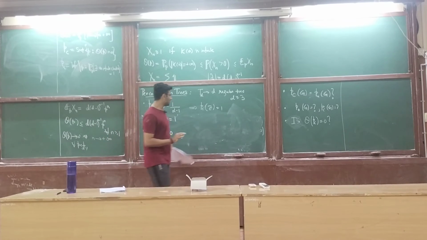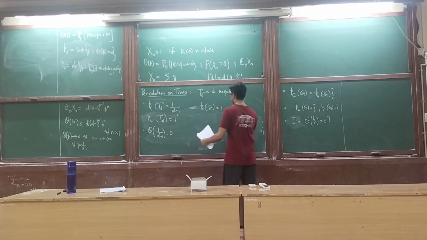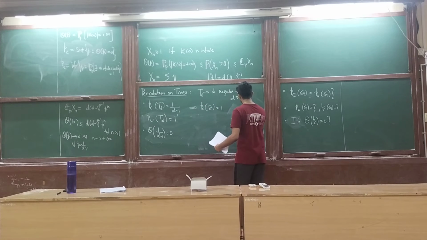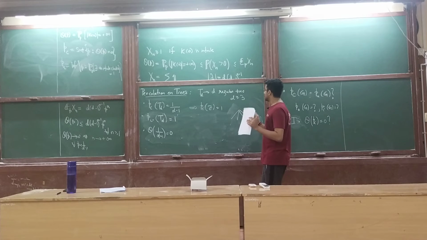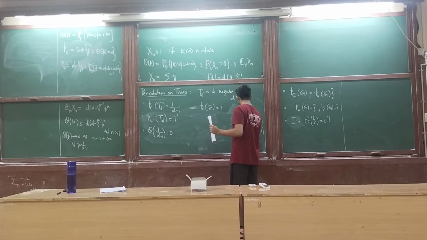And the argument there is very simple. Basically, if you have a d-regular tree, then percolation on this d-regular tree will be exactly a Galton-Watson process with offspring distribution binomial(d-1, p). Sorry, binomial(d-1, p).